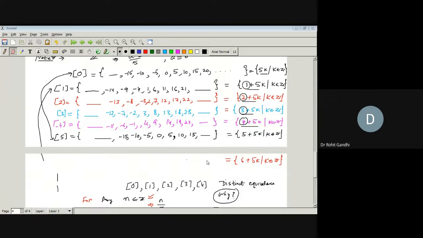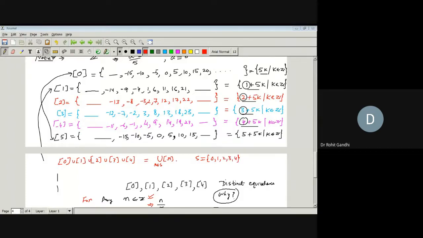Now, if you take the union of these distinct equivalence classes, the equivalence classes of 0, 1, 2, 3, and 4: the equivalence class of 0, union the equivalence class of 1, union the equivalence class of 2, 3, and 4. I can write this as the union of R, where R belongs to S, and S is over the set 0, 1, 2, 3, and 4.